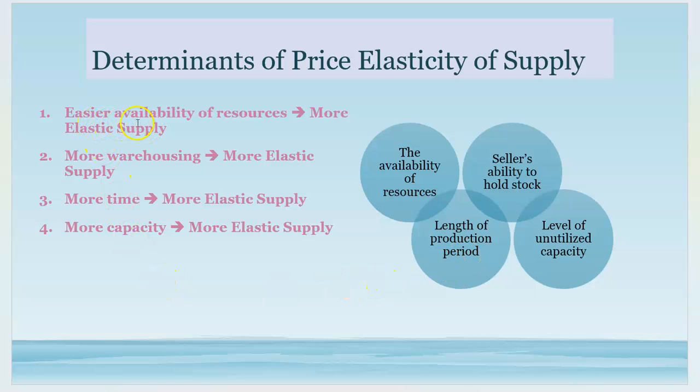The easier the availability of resources is, for instance, if you produce canola oil, and you're looking at the seeds that you need, the more of those seeds there are and the easier it is to go from supplier to supplier, the more you're going to be able to increase your supply at will when you're following the prices. Take something like hops.